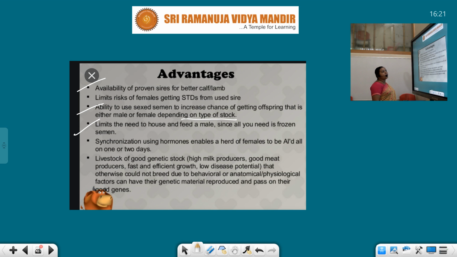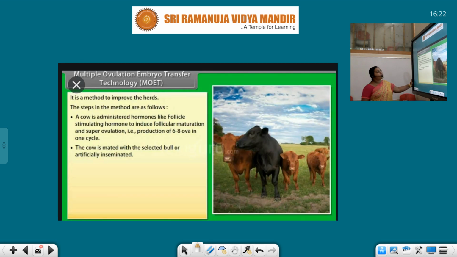It limits the need to house and feed a male, since all you need is frozen semen. Synchronization using hormones enables the herd of females to be inseminated all in 1 or 2 days. Livestock of good genetic stock that otherwise could not breed due to behavioral, anatomical or physiological factors can have their genetic material reproduced and pass on their good genes. So this is about artificial insemination, students.